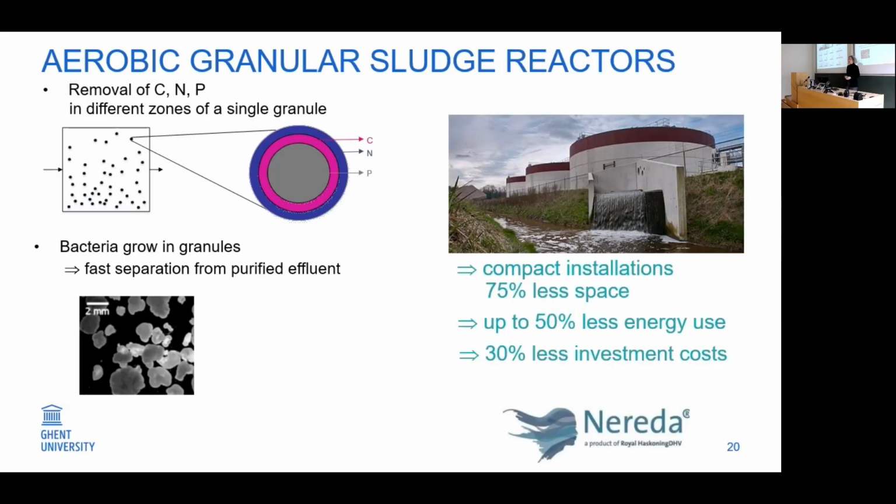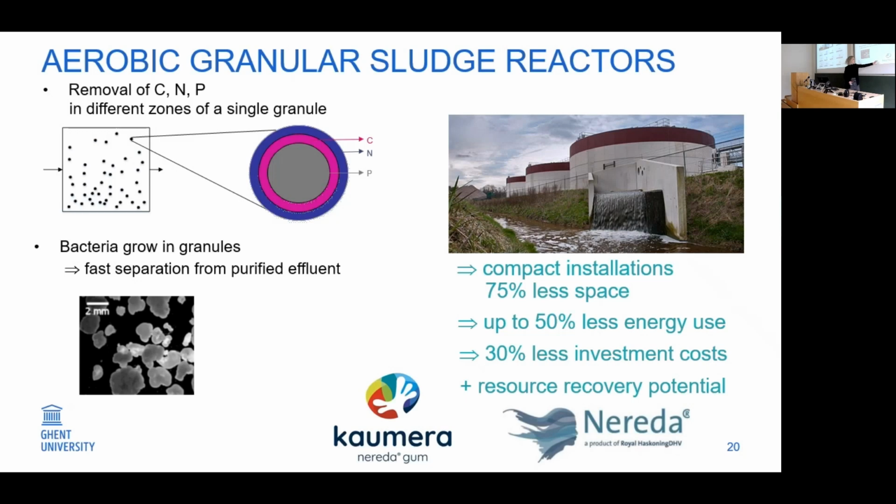Footprint of the installation: as a result, aerobic granular sludge reactors are compact installations. They use up to 75% less space than conventional activated sludge treatment, they use up to 50% less energy, and result in 30% less investment costs. Moreover, they also have specific advantages in terms of resource recovery. For instance, there are certain polymers that can be gained, such as Kaumera, which is branded, and it is used as a biostimulant and also as a flame retardant. And there's a lot of research ongoing on that.